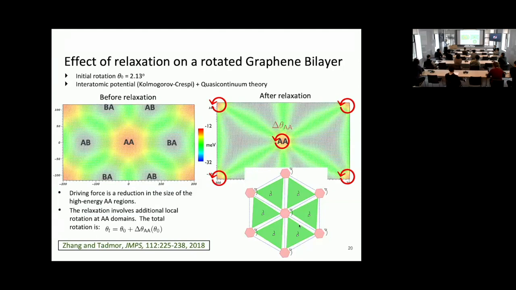And this twist essentially accommodates this strain by the twist of the small regions, the counter twist of the large triangles, and the shift of these regions. So these are slightly shifted relative to each other.